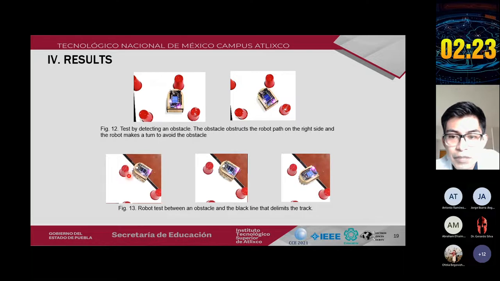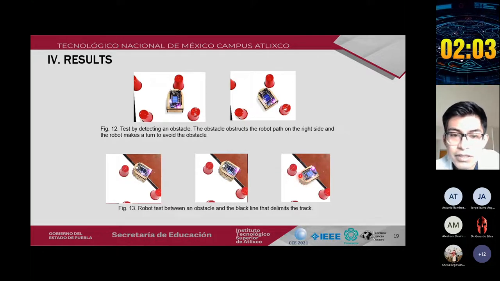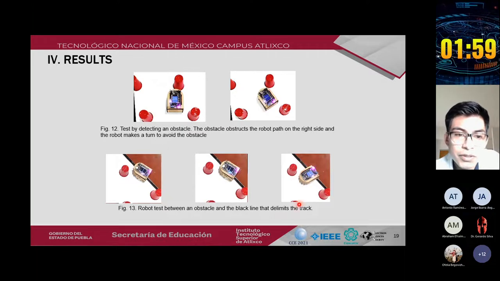When the robot is trapped between an obstacle and the black line that delimits the track, the robot goes back to evade the obstacle, and once the sensor no longer detects it, the robot turns toward the interior of the track to continue advancing. And this characteristic is shown in figure 13.